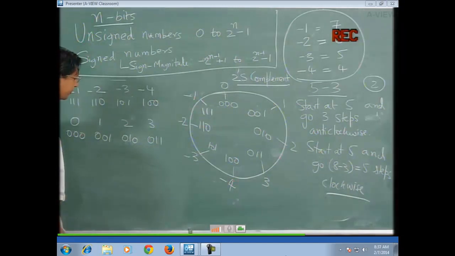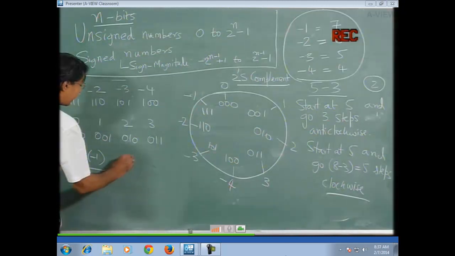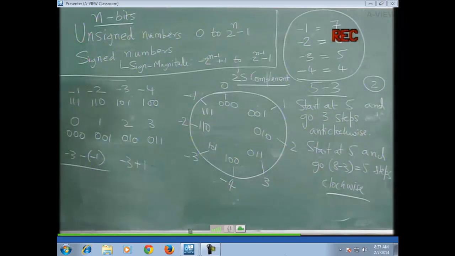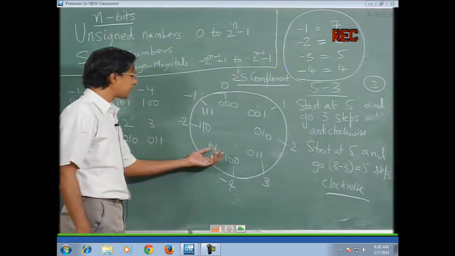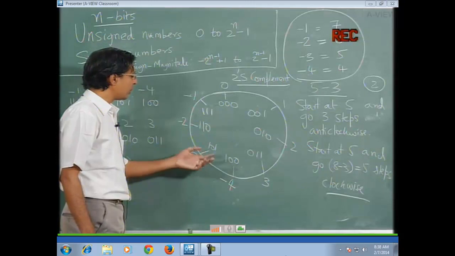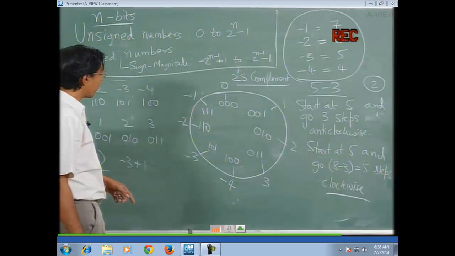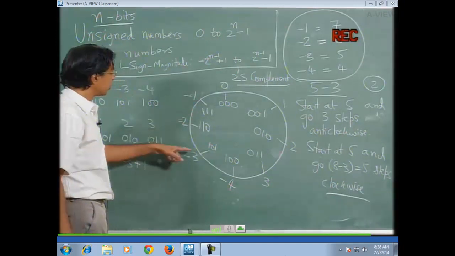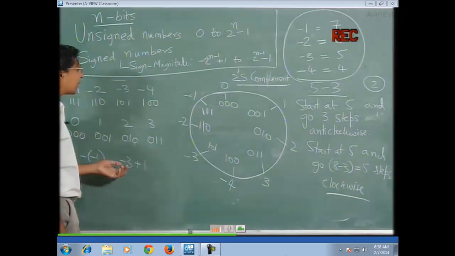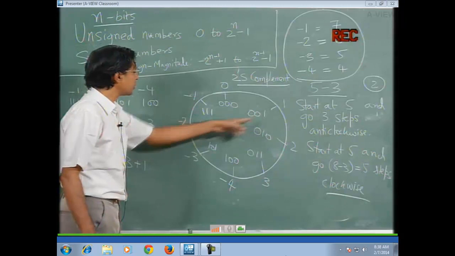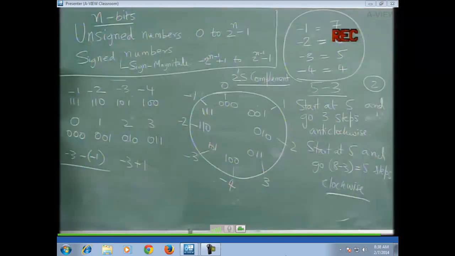The interesting thing here also is that suppose I want to do -3 minus -1, which is nothing but -3 plus 1. So if I want to do -3 plus 1, I give the representation of 101 and 001. -3 plus 1 is -2, right? So automatically I get 110, right?